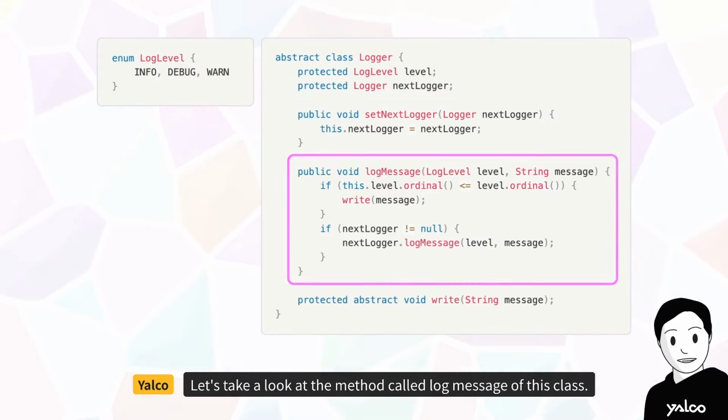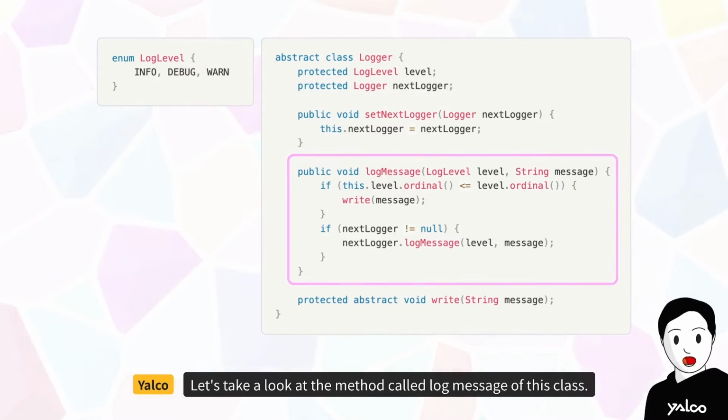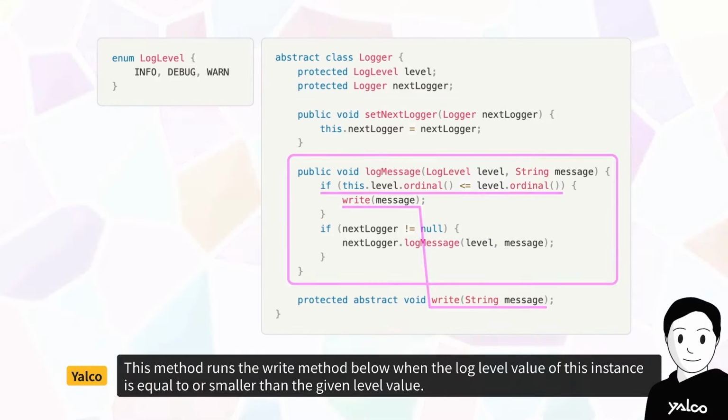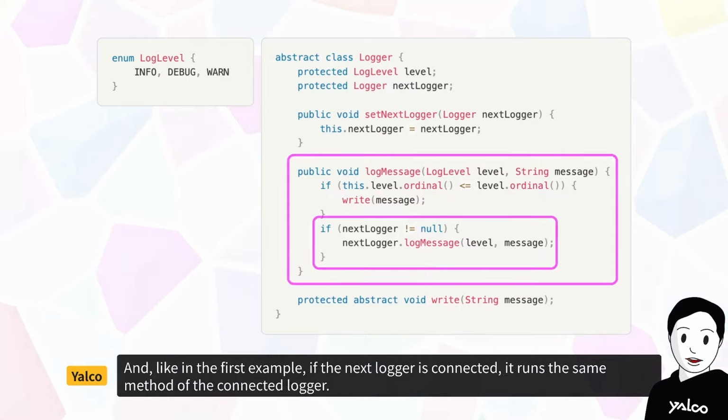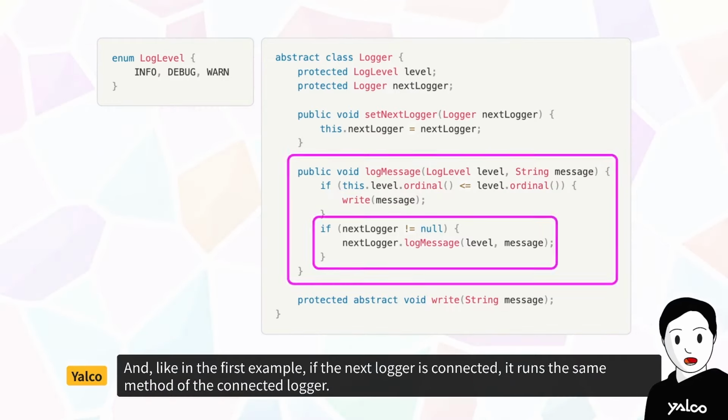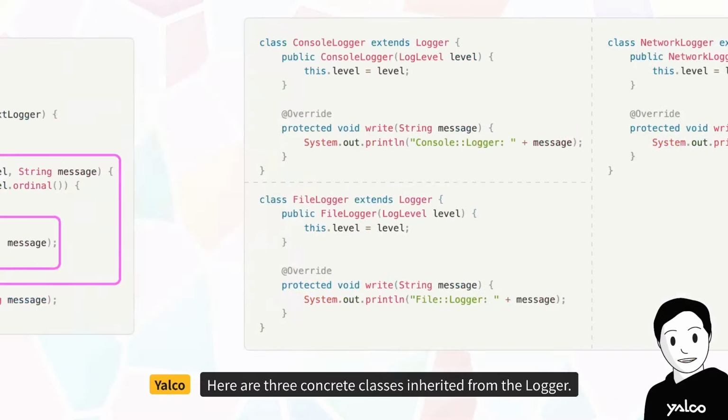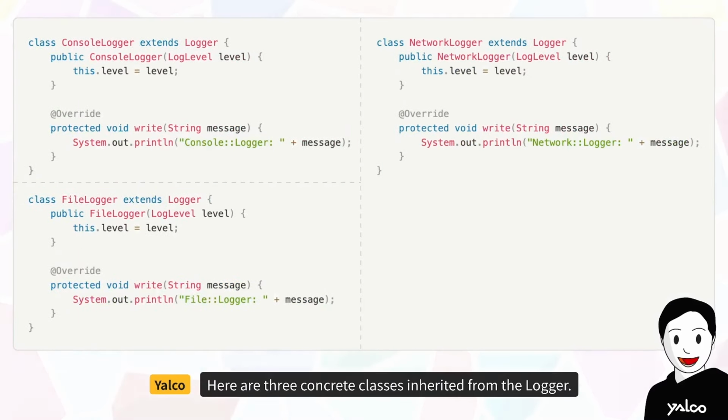Let's take a look at the method called logMessage of this class. This method runs the write method below when the log level value of this instance is equal to or smaller than the given level value. And, like in the first example, if the next logger is connected, it runs the same method of the connected logger. Here are 3 concrete classes inherited from the logger.